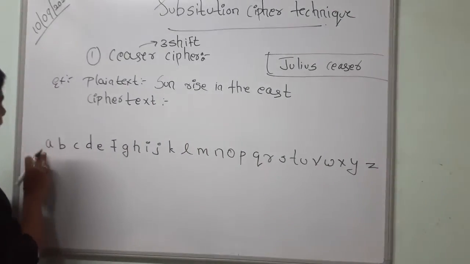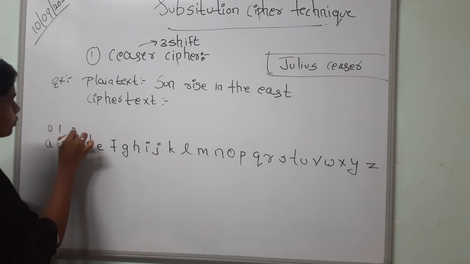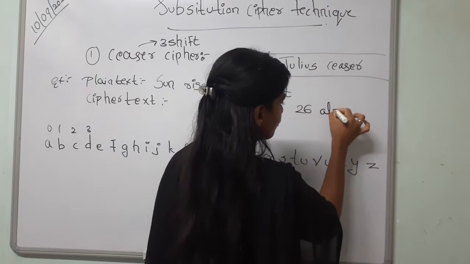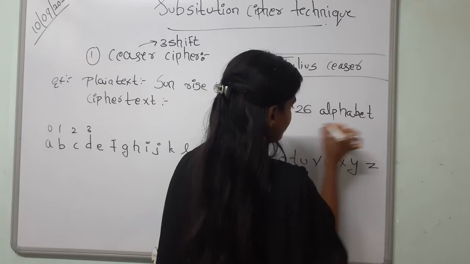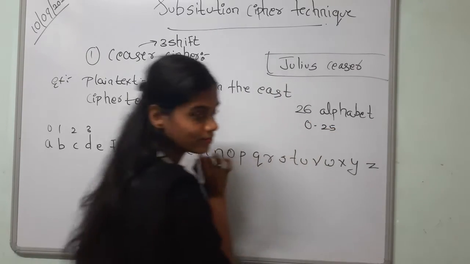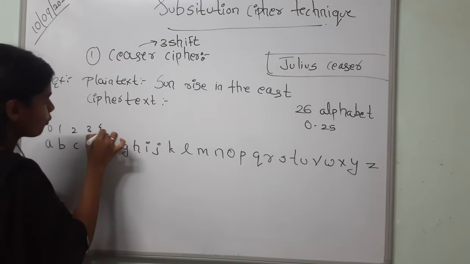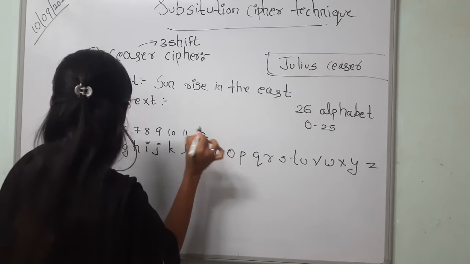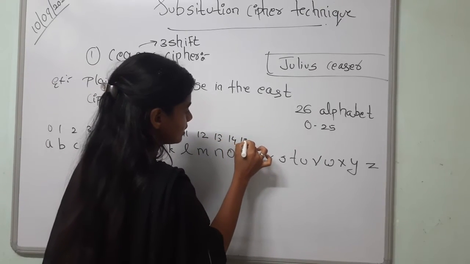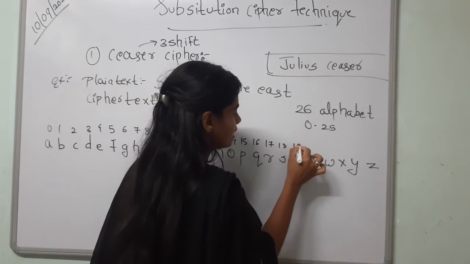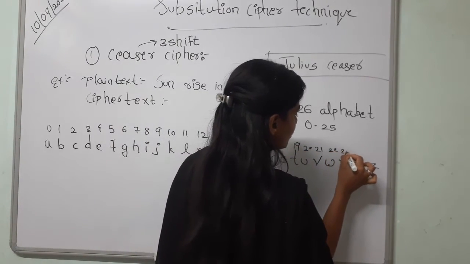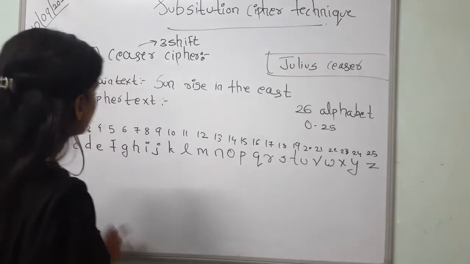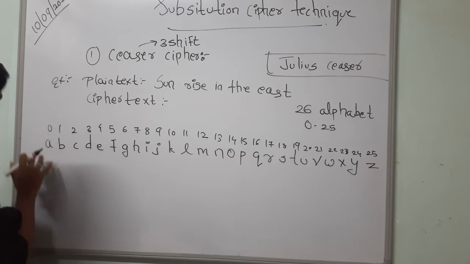So you can see that A to Z is numbered 0, 1, 2, 3. We will start from the digit 0. It is actually 26 letters, but we start from 0, so it goes 0 to 25: 0, 1, 2, 3, 4, 5, 6, 7, 8, 9, 10, 11, 12, 13, 14, 15, 16, 17, 18, 19, 20, 21, 22, 23, 24 and 25. So 25 corresponds to Z. This is the plain text.